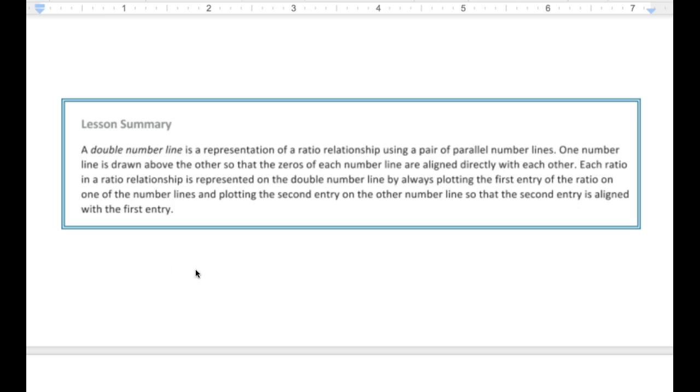Well, in today's lesson, you learned a double number line is a representation of a ratio relationship using a pair of parallel number lines. One number line is drawn above the other so that the zeros of each number line are aligned directly with each other. That means they're right on top of each other. Each ratio in a relationship is represented on the double number line by always plotting the first entry of the ratio on one of the number lines and plotting the second entry on the other number line so that the second entry is aligned with the first entry, one right above the other. And that's basically what we learned today.